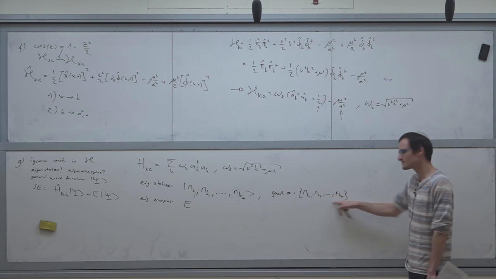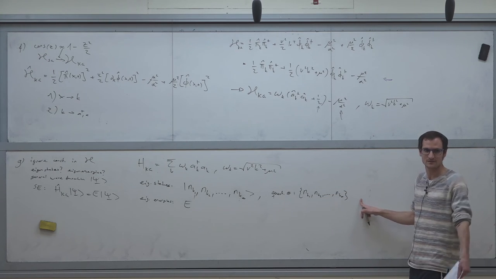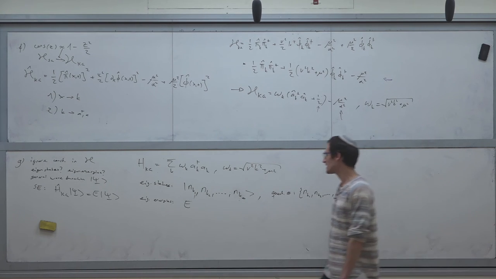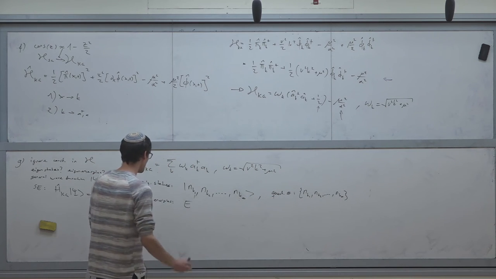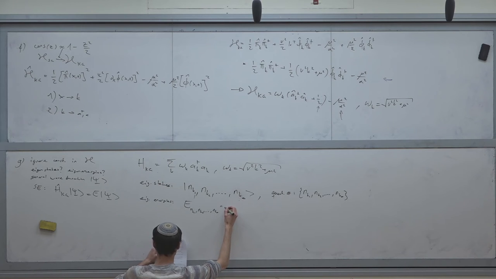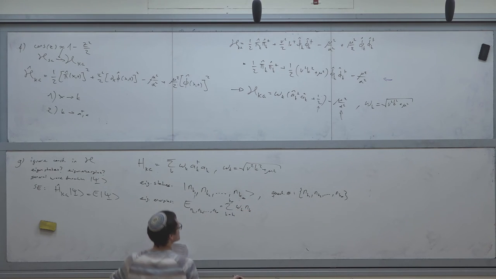So the quantum numbers are in this long list now, but k is not your quantum number. K is the momentum that defines the states. It's not your quantum number. Quantum numbers are the occupations. And so the energy depends on the quantum numbers, nk1, nk2, and so on, up to nk infinity. And it's equal to the sum over all k's, say k1 to k infinity, of omega k times the number of particles in that state k.